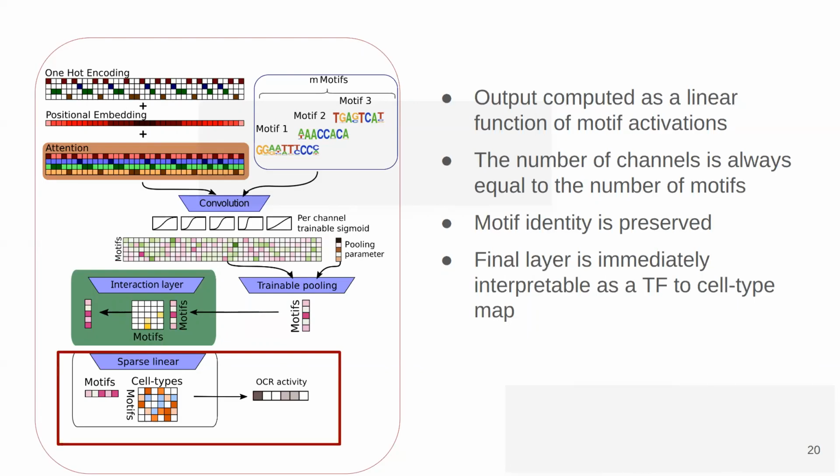Okay, and then in the final layer, the output is computed as a linear function of motif activations. And importantly about this model, the number of channels is always exactly the same. It's always equal to the number of input motifs. Motif identity is preserved. So the incoming channels all had names, and in the final layer, the names are still referencing the same TFs. And therefore, the final layer coefficients are immediately interpretable as a TF to cell type map without any post-processing.